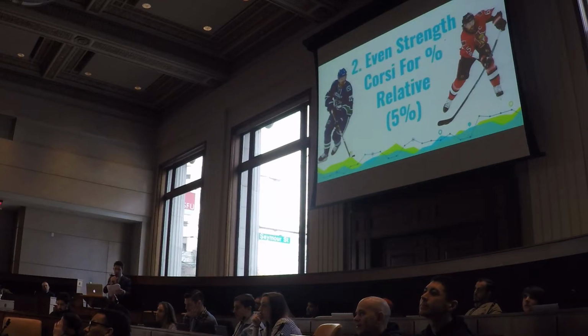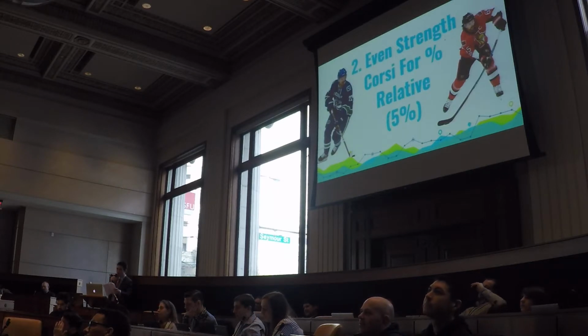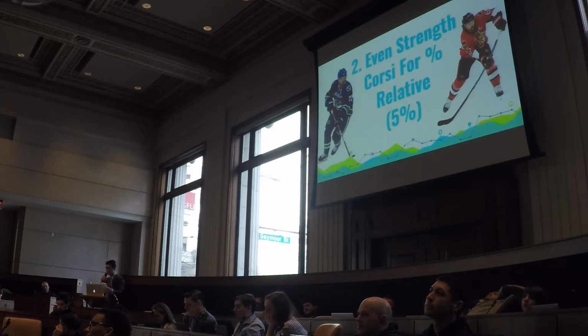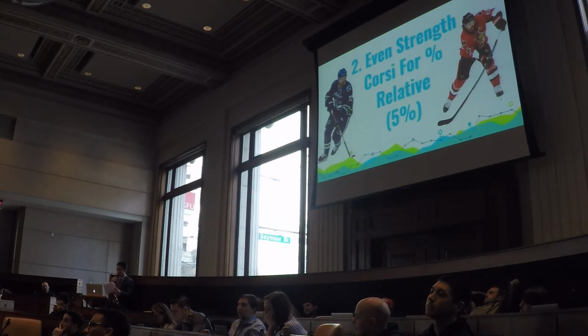Next up, we have even strength Corsi for relative weighted at 5%. And relative Corsi is a relatively simplistic way of measuring how effective a player is in driving possession in relation to the rest of the team. So I have offensive and defensive categories, but this one didn't really fit into either. Rather, it's a result of both offensive and defensive skill.